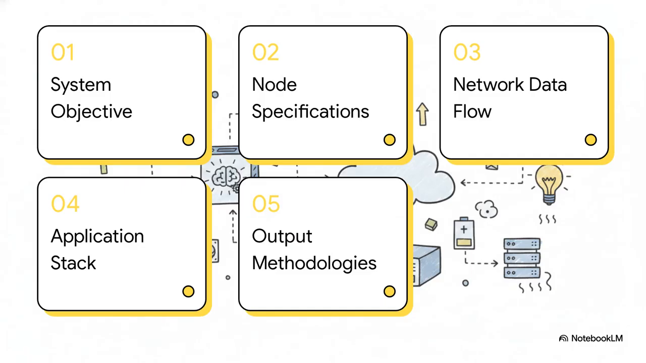Here's our roadmap for the system briefing. We're moving top-down today, starting with the core system objective, then breaking down the hardware node specifications, tracing the network data flow, analyzing the application stack, and finally, digging into the production output methodologies. Let's get right into it.